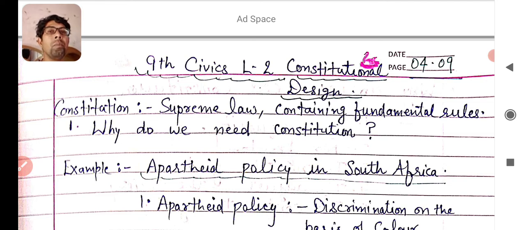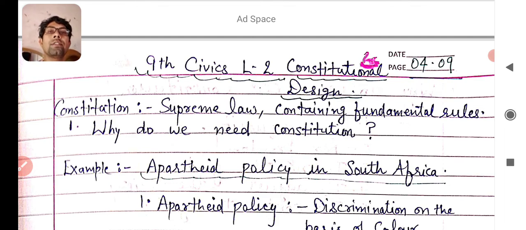Firstly, we should know the meaning of constitution. You know, constitution is a document, a supreme law that contains fundamental rules to run the government or to run the administration of the country, and this supreme law and fundamental rules are known as constitution. I hope you learned the meaning of constitution easily.